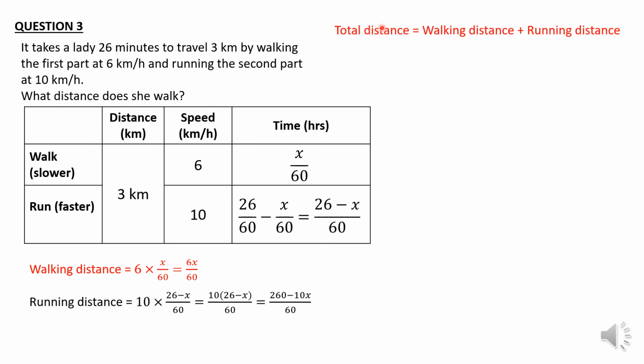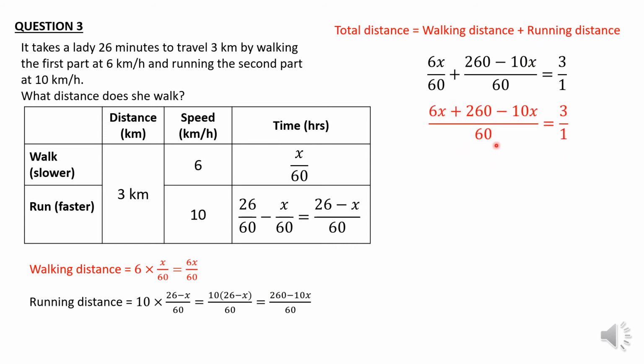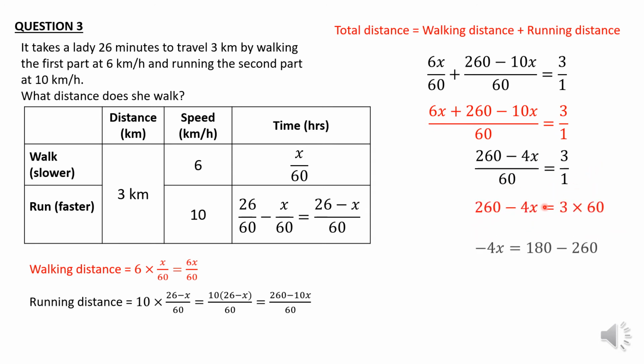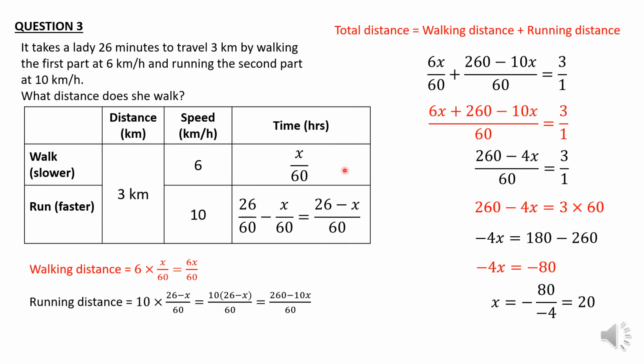Because the total distance, which we know is 3 kilometers, I put it over 1 and add the distance that the person walked, which is the 6x over 60, plus the distance that the person ran, which is this whole expression here. So everything is all over 60 here, and then you add the numerators, and you have 260 minus 4x over 60 equals 3 over 1. You can do some cross multiplication from this point onwards and solve for x. So x is equal to 20 minutes, because x is 20 over 60.